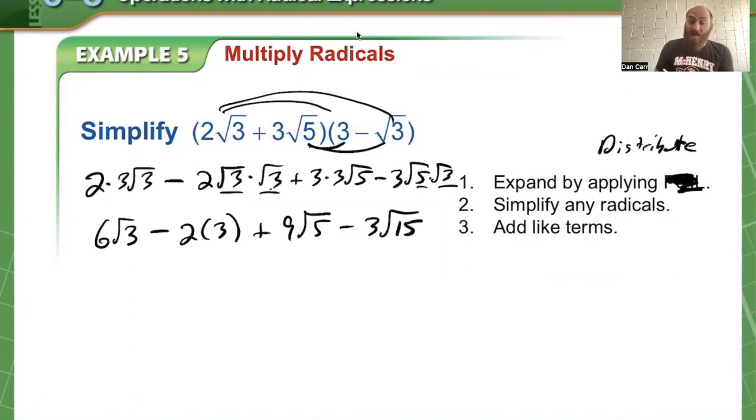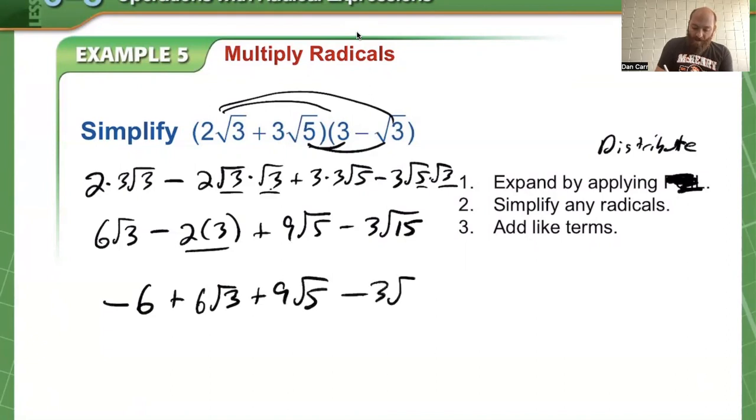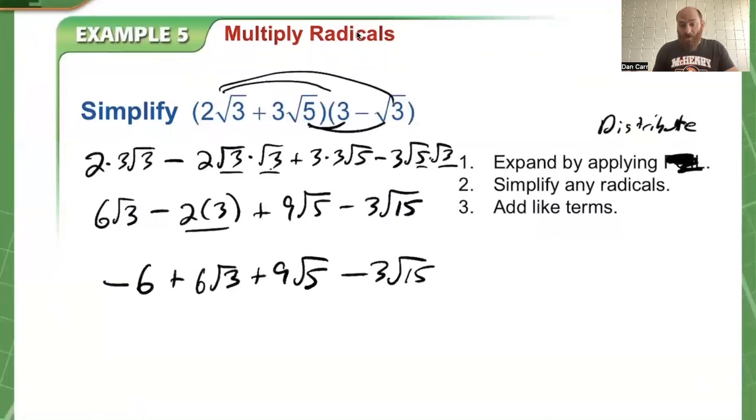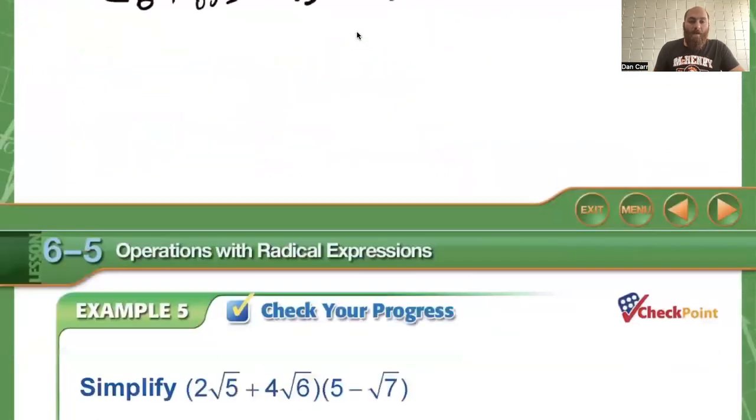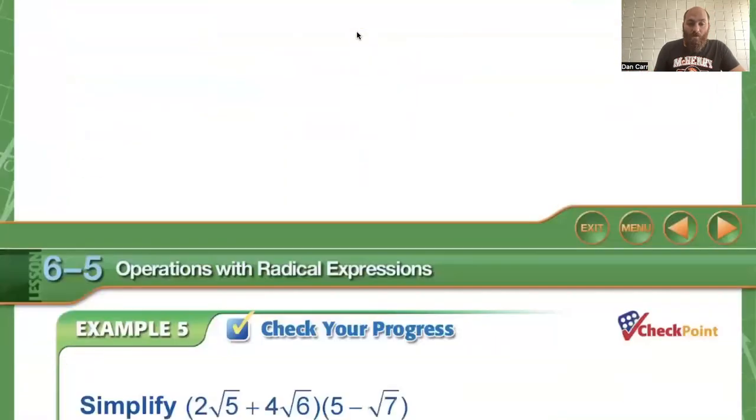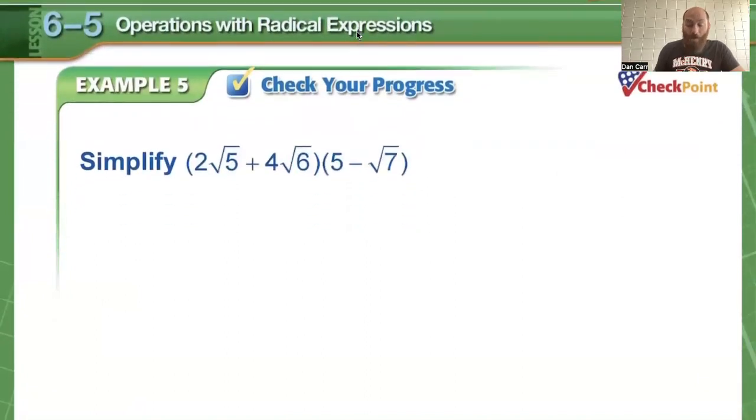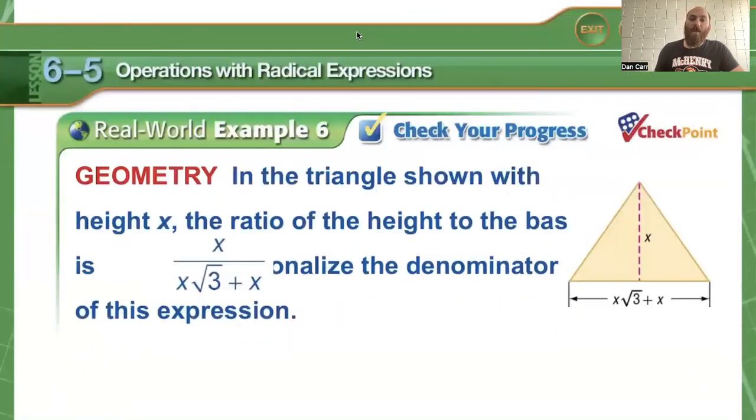There's not going to be any more like terms after this, so I'm just going to go ahead and multiply these together. I like to bring that out to the front, so negative 6 in the front, and then plus 6 square root of 3, plus 9 square root of 5, minus 3 times the square root of 15. And that's it. There's no other like terms. Double check just in case. Can you break that down? You can't. Everything else is prime. So you try that one on your own. Bottom line is we're multiplying just like two binomials, so we're distributing here.